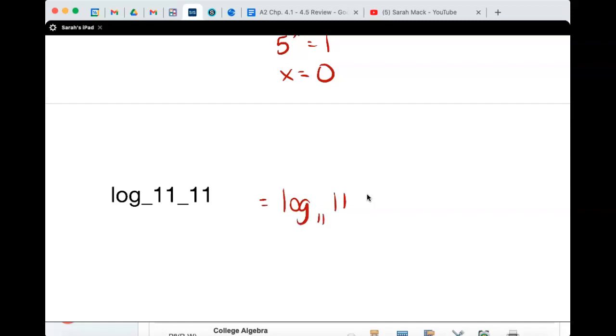I could rewrite this as an exponential again, or I could use a property. What property would this fall under? Yeah, the second one, because I have the same base and the same number, so this is going to equal 1. Done.